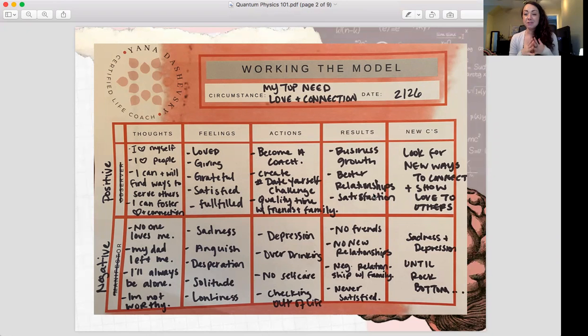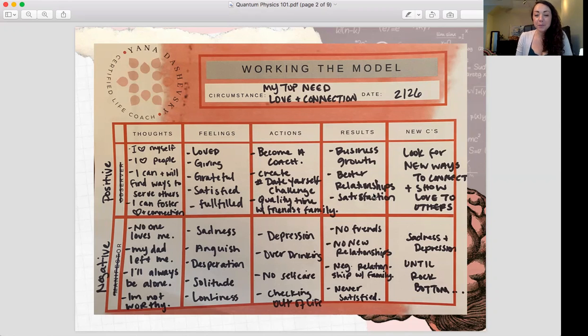One of the tools that I taught you last week from awareness was the tool of the model. And I want to show you how you can basically plug anything into the model. So I took the sheet that you all have available to download, but remember, we can just do this on a piece of paper. We don't need a fancy sheet.